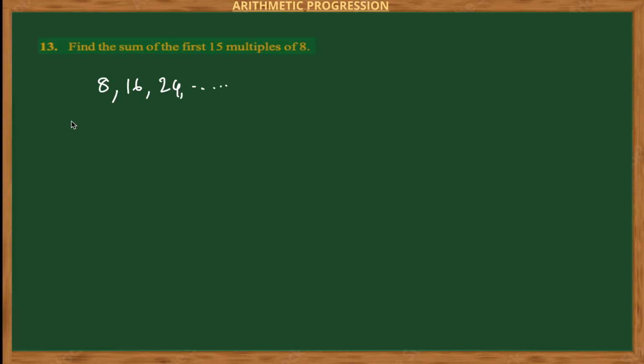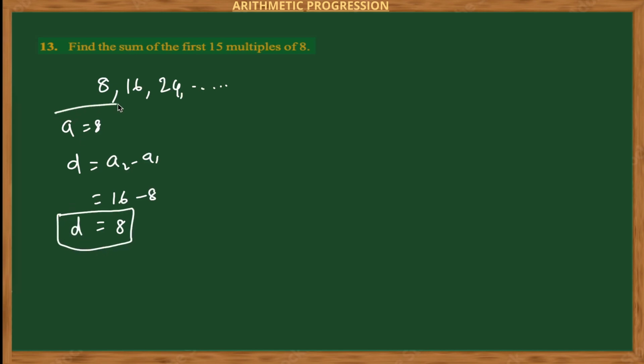Do we know what is the value of a? It is 8. What is the value of d? d is equal to a2 minus a1, 16 minus 8 is equal to 8. So we have the value of d is equal to 8, and a we have as 8. Since it's a multiple, find the sum of the first 15 terms. So the first 15 terms we need to find.